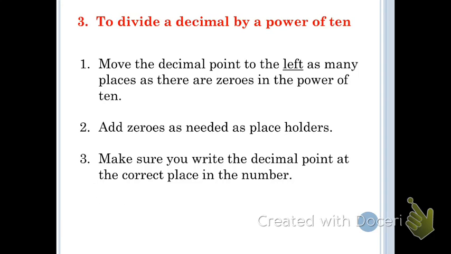To divide a decimal by a power of 10, 1. Move the decimal point to the left as many places as there are zeros in the power of 10. 2. Add zeros as needed as placeholders. And 3. Make sure you write the decimal point at the correct place in the number.